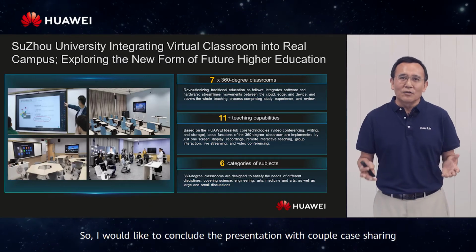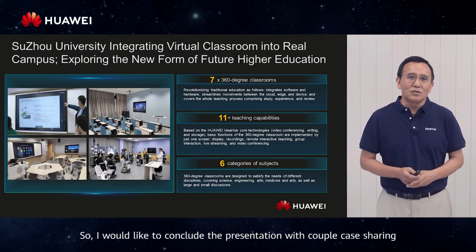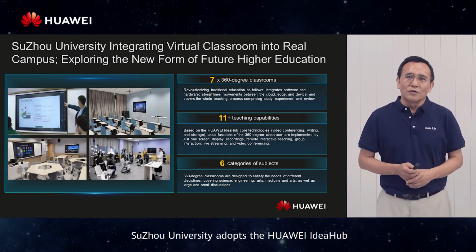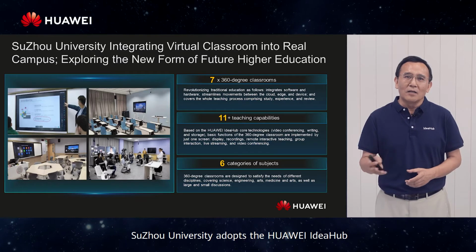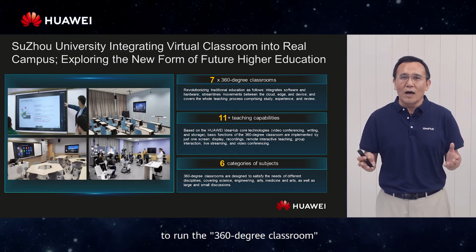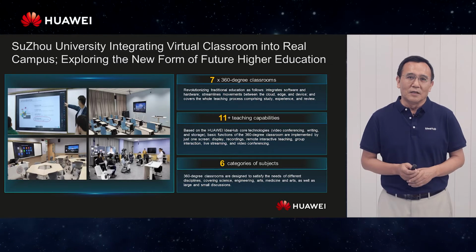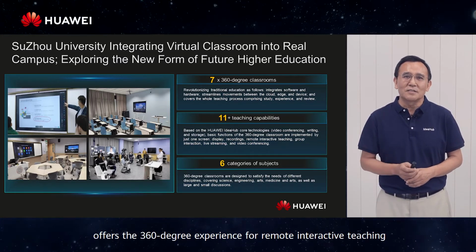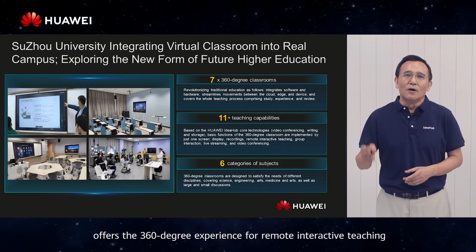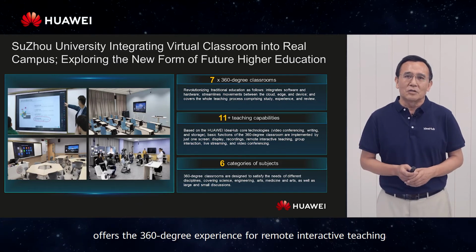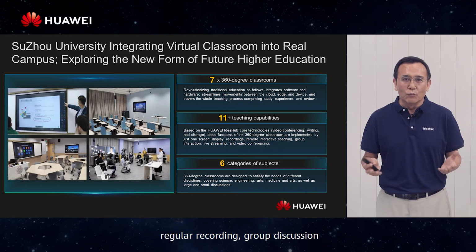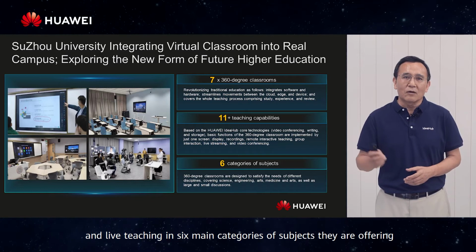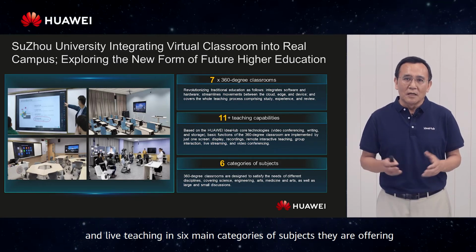So, I would like to conclude the presentation with a couple case sharing. Suzhou University adapts the HUAWEI Ideal Hub to run the 360 degrees classroom. This, as the name suggested, offers this 360 degrees experience for remote interactive teachings, regular recording, the group discussing, and live teaching in 6 major categories of the subjects they are offering.